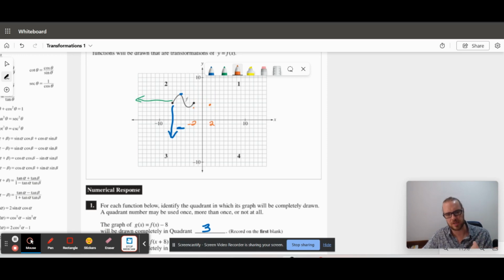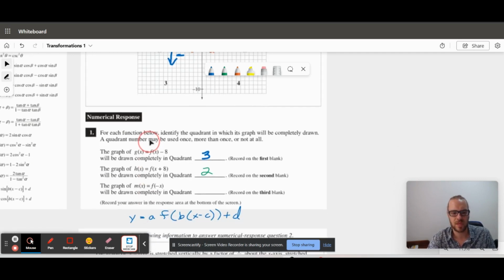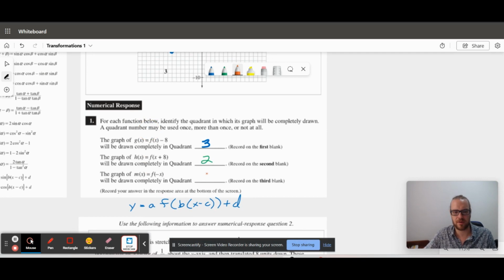So it reflects in the opposite. If the negative's in front of x, it moves in the y-axis. If it's in front of y, it moves in the x-axis. So this one's going to flip it over here, look something along these lines, and so therefore it's going to be firmly in quadrant 1 there. All right, so that would be our first question.